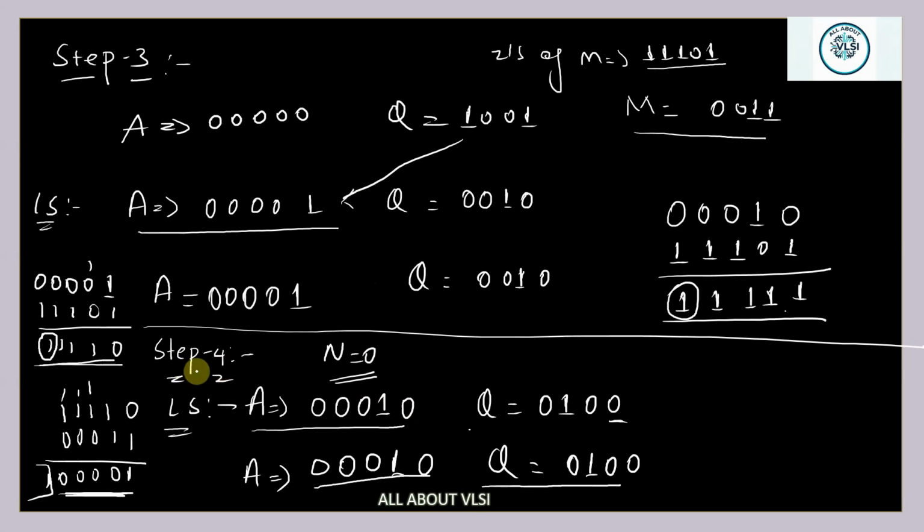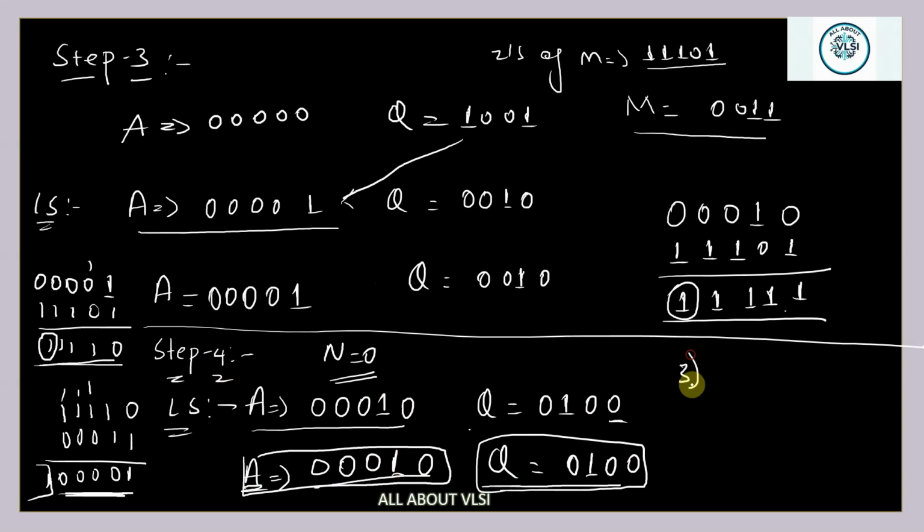And over here we can see in step number 4, our accumulator value is 00010, and our quotient value is nothing but 4. This is my final remainder, and this is my quotient value. If I divide 14 by 3, 3 times 4 is 12, and my remainder will be equal to 2. This is what my result is.